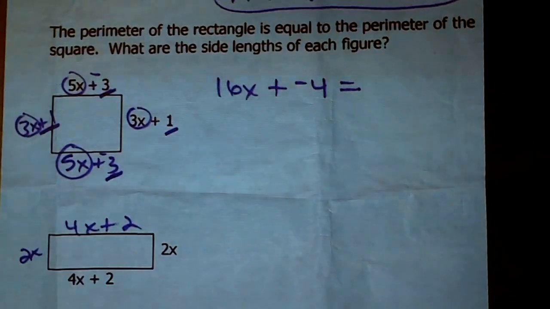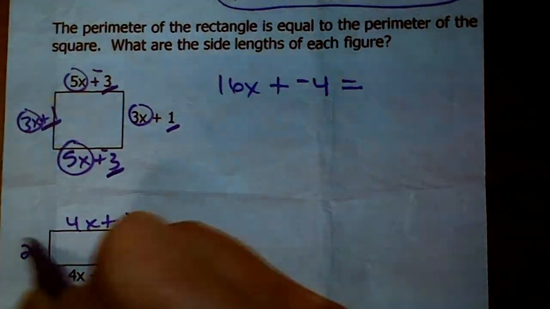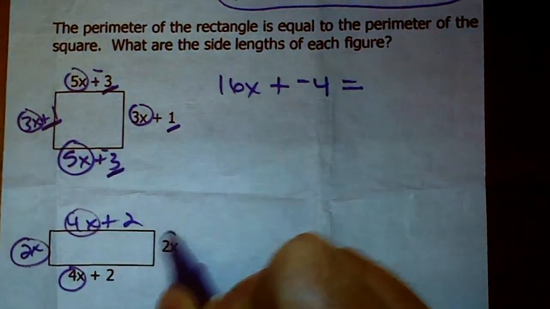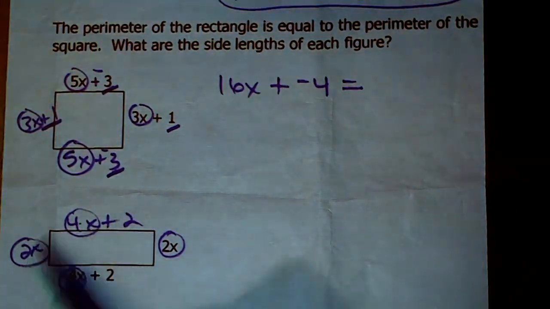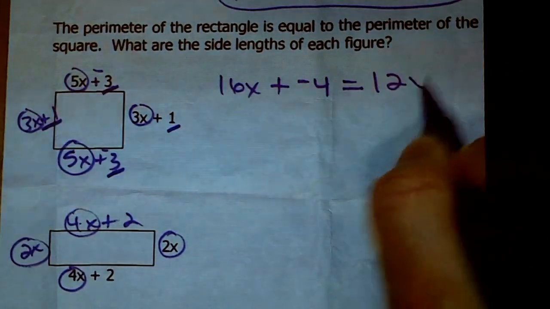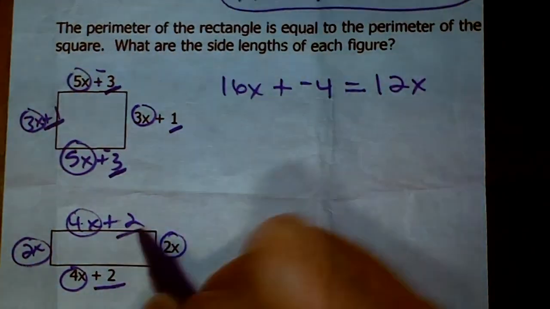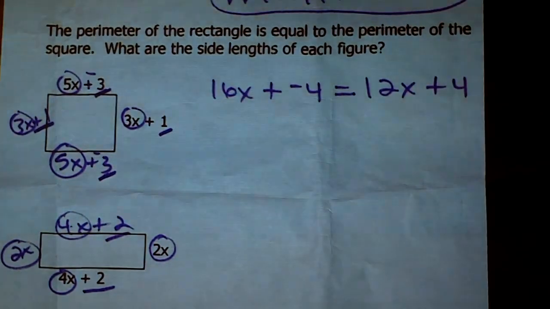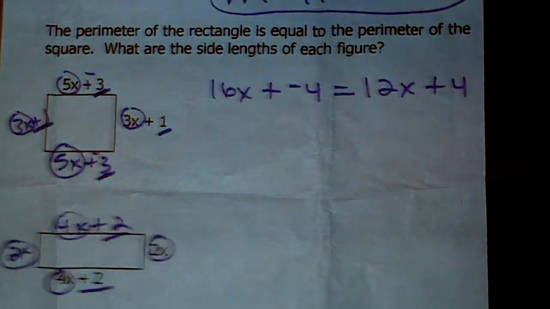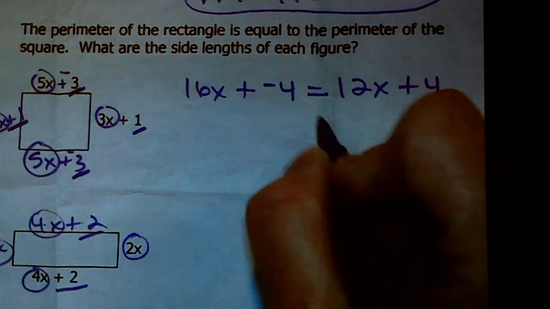So we're going to do the same thing with a rectangle now. Let's combine all of the x's together. So I have 4 and another 4, which are 8 x's. 2 more is 10, 2 more is 12. So 12x, and then I have 2 and 4 in the constants department. So 12x plus 4. Okay, now we just have to solve it.